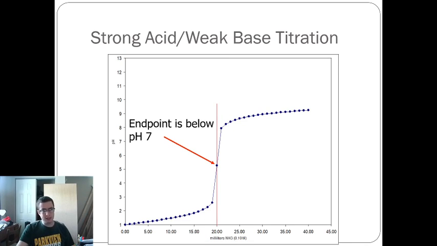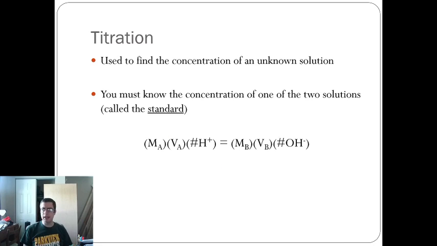All right, and then strong acid, weak base. Again, started with an acid, we would expect the acid to win because it's strong, so therefore endpoint is below 7. Okay, so the actual titration then. So this is used to find the concentration of an unknown solution. And we're going to use this equation here. And it's a lot simpler than it probably looks.